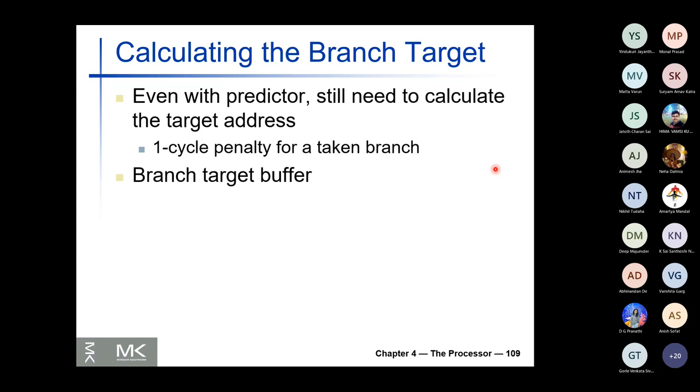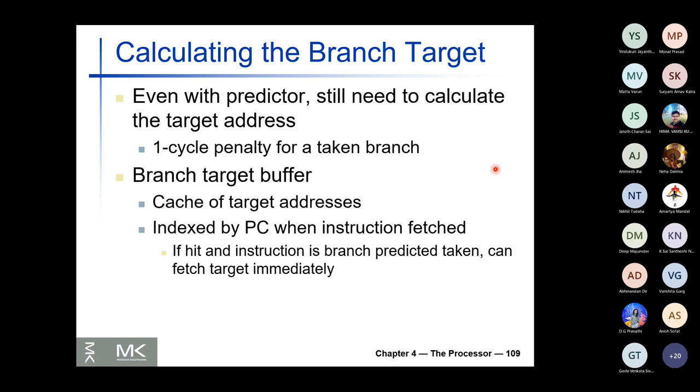Now, one way to reduce this penalty is to keep something like a branch cache, which holds the target address, so that we don't have to wait for the target address updation. So it's something like a cache of target addresses. As soon as you're staying in the loops, you don't need to compute the target address by the hardware. You can just pick it up from the cache.